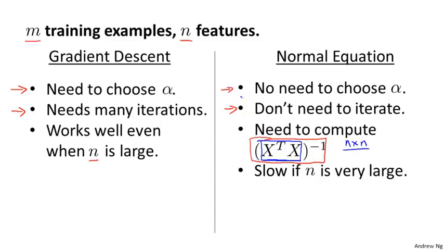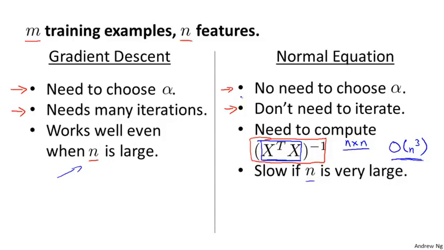And on most computer implementations, the cost of inverting a matrix grows roughly as the cube of the dimension of the matrix. So computing this inverse costs roughly order n cubed time. Sometimes it's slightly faster than n cubed, but it's close enough for our purposes. So if n, the number of features, is very large, then computing this quantity can be slow, and the normal equation method can actually be much slower. So if n is large, then I might usually use gradient descent because we don't want to pay this order n cubed time. But if n is relatively small, then the normal equation might give you a better way to solve for the parameters.